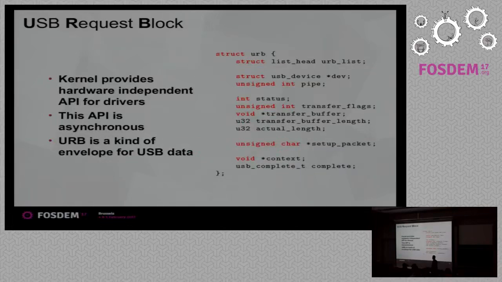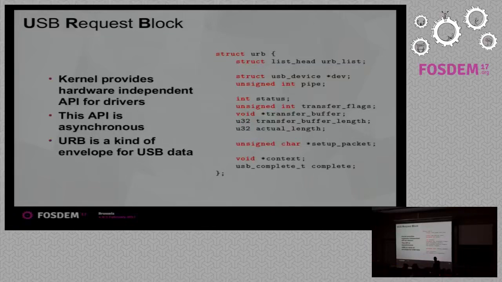Then we have the status. Status is a field which should be checked in the completion routine. Completion is a callback which you will get when the transfer is ready. You should check this field, and you should check the actual length, because a transfer may end up in an error, but part of the data may have been already sent. So you should check how much data has been already sent and how much data is left. What you do with this data depends on the protocol which you are implementing.